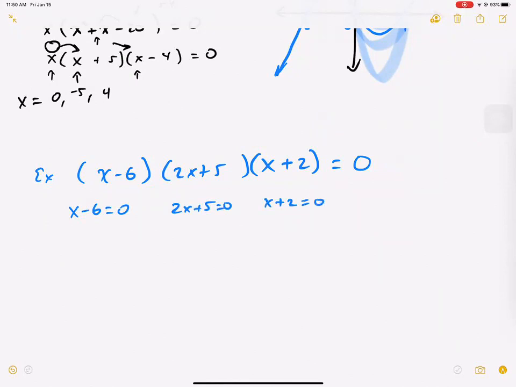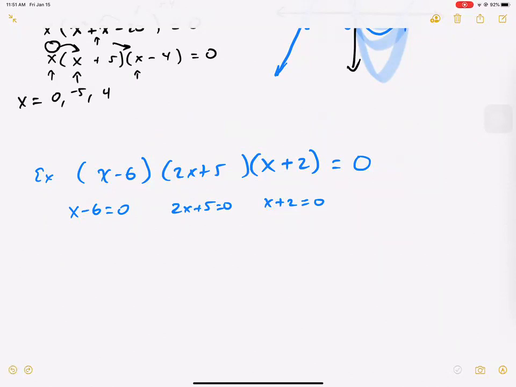Now, why can we set them all individually to 0? Because if this guy was 0, I don't care what these other guys are. 0 times anything is 0. If this guy was 0, I don't care what the other terms are. So we can set them each individually to 0 and solve for them separately.